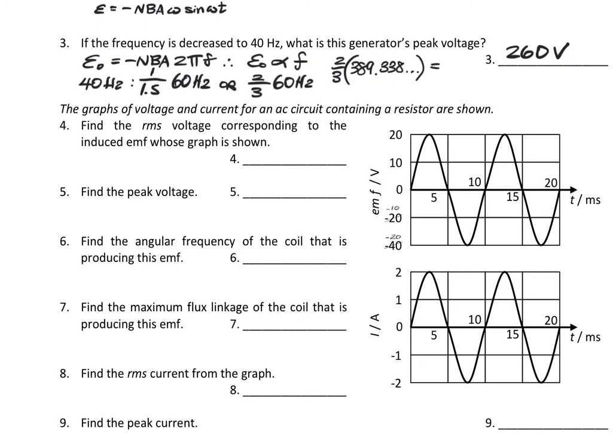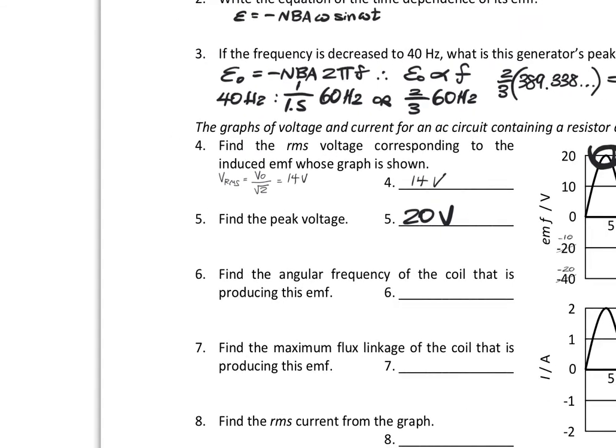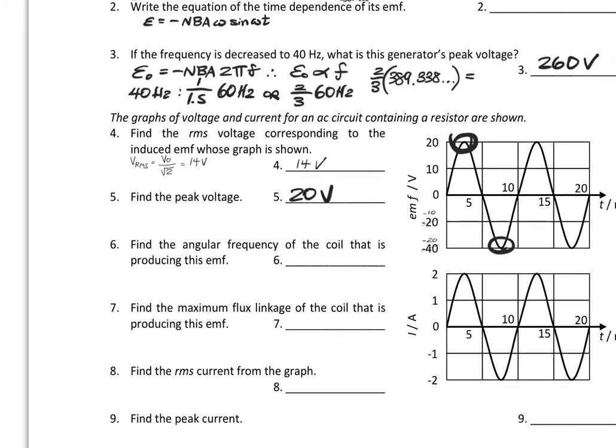All right, so peak voltage is either +20 or -20, but I would call that 20 volts for the peak voltage. And so VRMS is peak voltage divided by radical 2, which is 14 volts. And so that's the answer number 4. Peak voltage was taken right off the graph, so there's that.